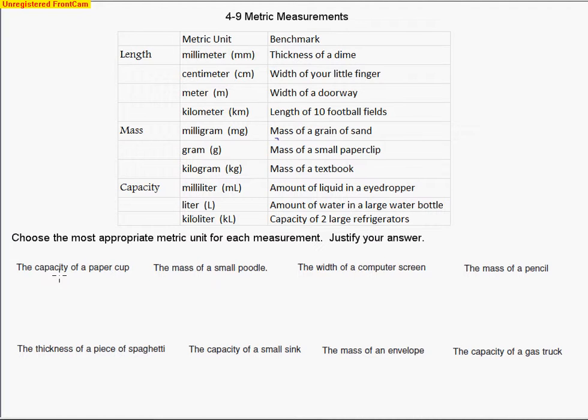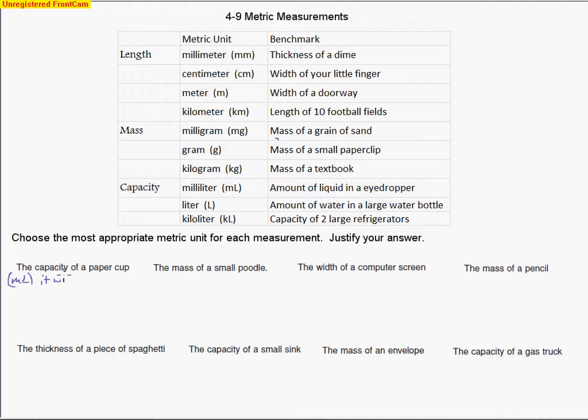So let's go up to capacity here, and if I look at kiloliter, that's 2 large refrigerators. Well, that's way bigger than a paper cup. And the amount of water in a large water bottle, well, that's more than a paper cup too. So I want to go with something smaller than these two. So I would end up going with the milliliter. I'll abbreviate that, and I'll give my explanation here. And that would be that it would be many eyedroppers.